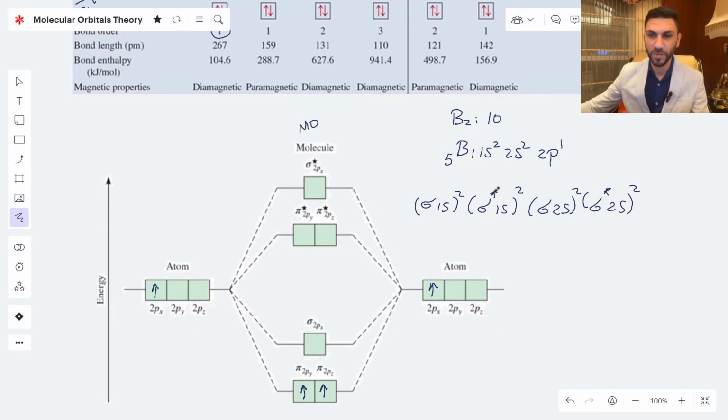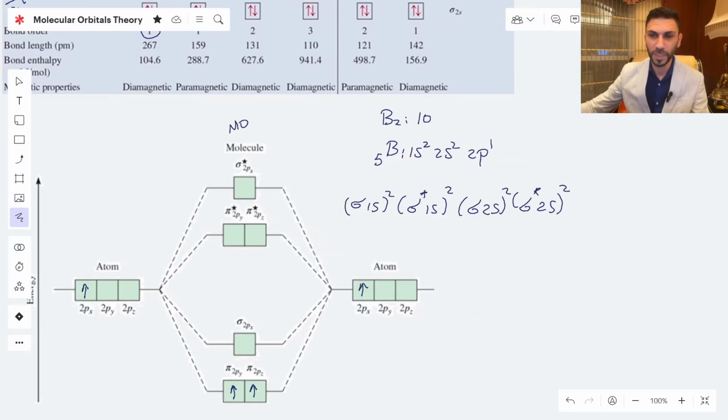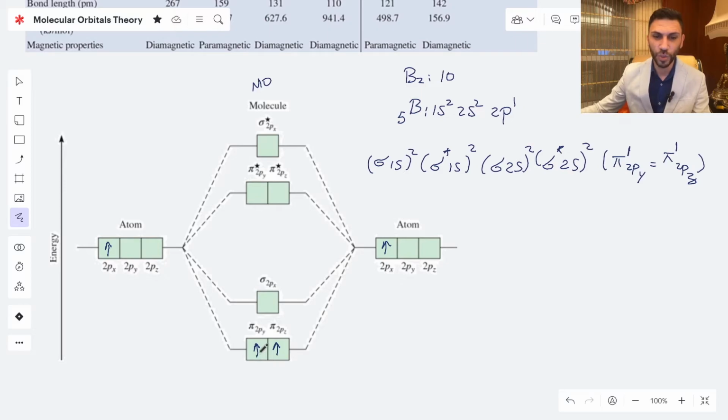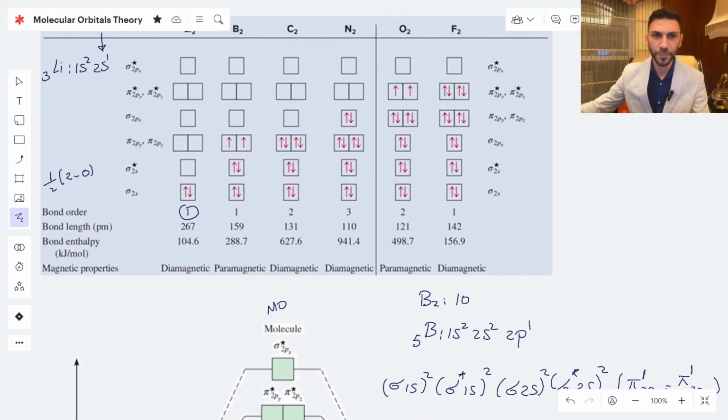Now we have 8 electrons. What is left is 2 electrons. We're going to put 1 in pi 2py and 1 in pi 2pz. Each one has 1 electron. And this molecule is going to be a paramagnetic molecule because it has single electrons, or unpaired electrons, in the outer molecular orbital. So let's check here.